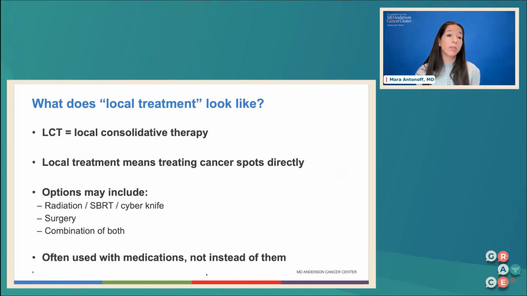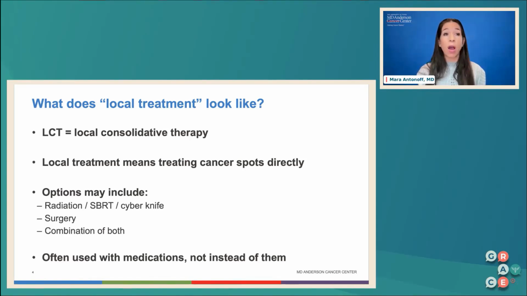And the options may include a variety of different strategies: radiation, which may be in the form of SBRT to the lung tumor or spots within the bones or adrenal gland, anywhere else. You might have heard of CyberKnife to brain metastases, surgery to any of these spots, but particularly to the lung tumor itself. Or what we're seeing more often is a combination of these different strategies to try to comprehensively treat all the different spots all at once. And I do want to be clear that this is often used along with medications that may be given through the vein or by mouth, but not instead of those medications.